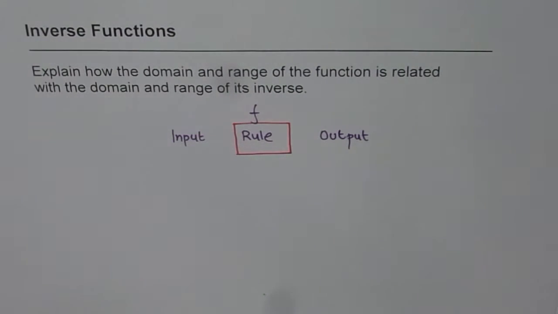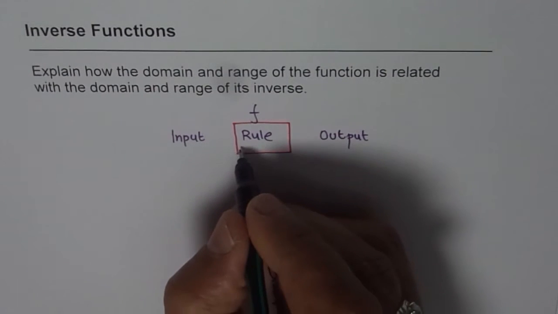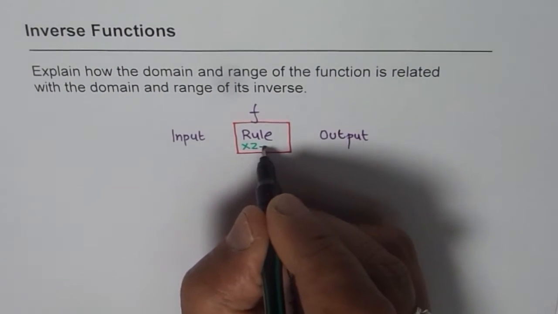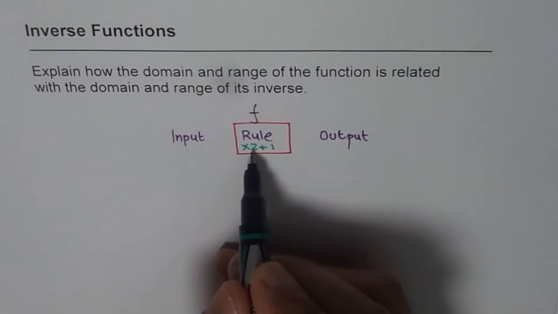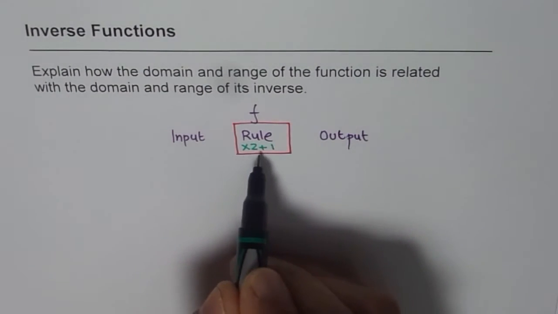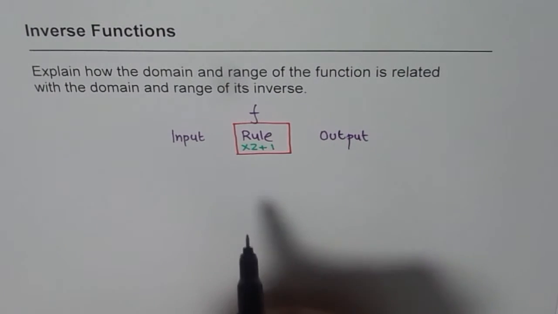Now let me take an example. Let us say the rule is times 2 plus 1. So whatever is the input, we'll multiply it by 2 and then add 1 to get the output.